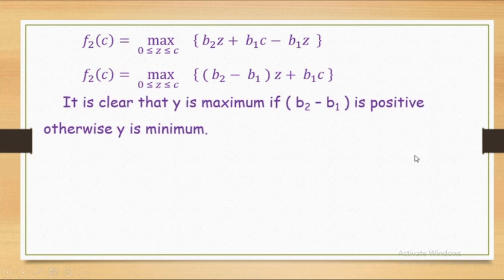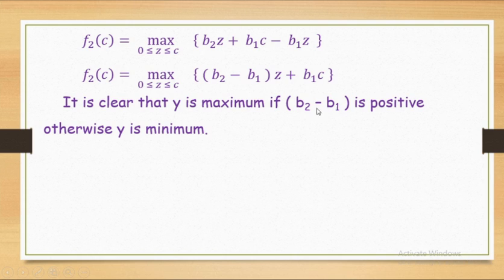It is clear that y is maximum. Here y means this (b2 minus b1) into z plus b1c. This is called y, and we have to maximize this term. This value will be maximum only if this b2 minus b1 is positive.